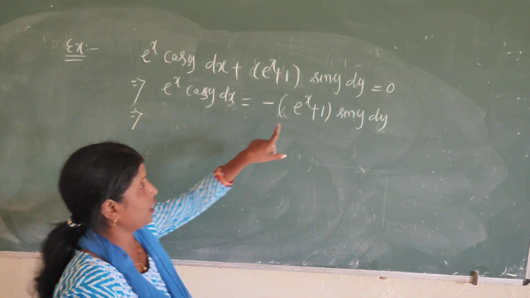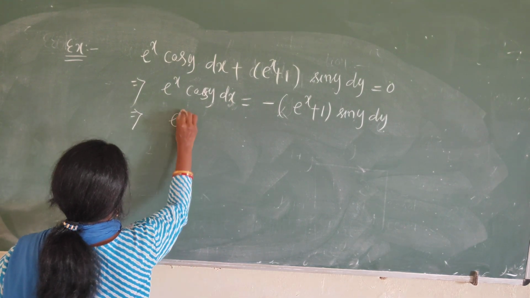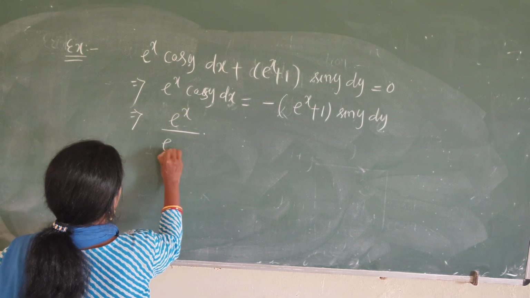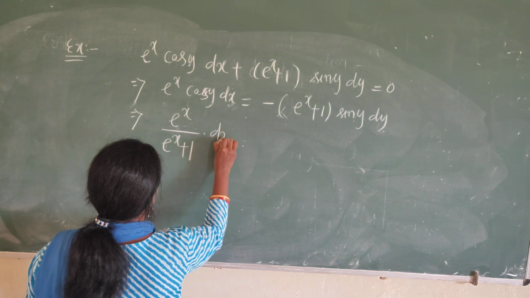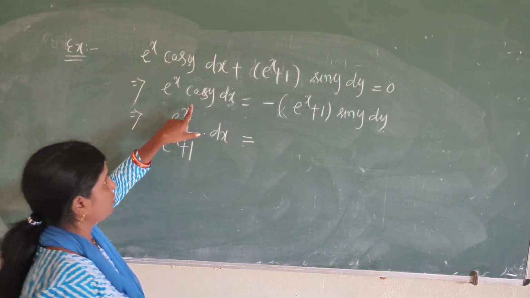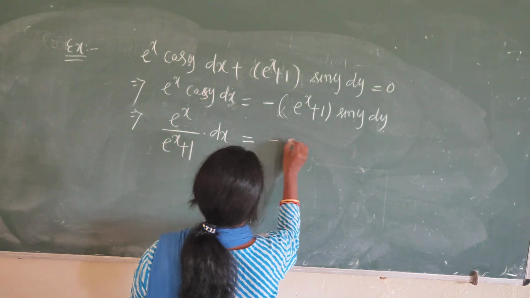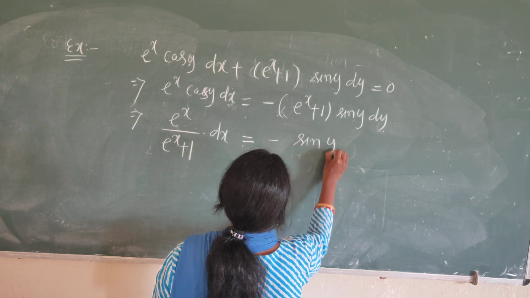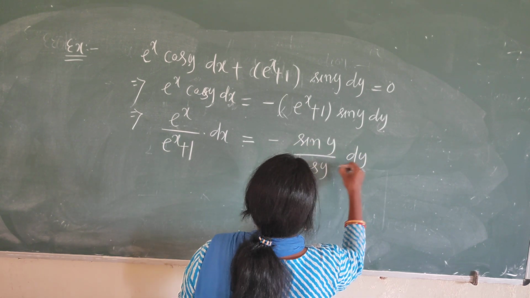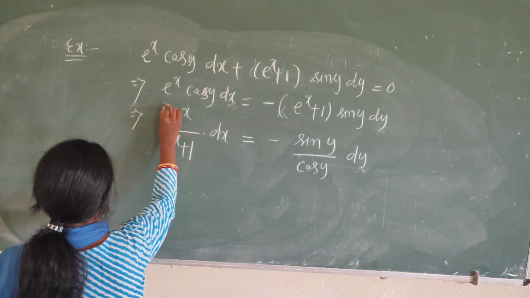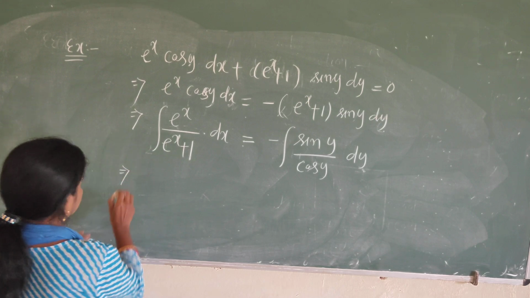Then we have to take e to the power x plus 1 to our left side. So it becomes e to the power x by (e to the power x plus 1) dx, and we have to take cos y to our right side. So it becomes sin y by cos y dy. Now we have to integrate on both the sides.